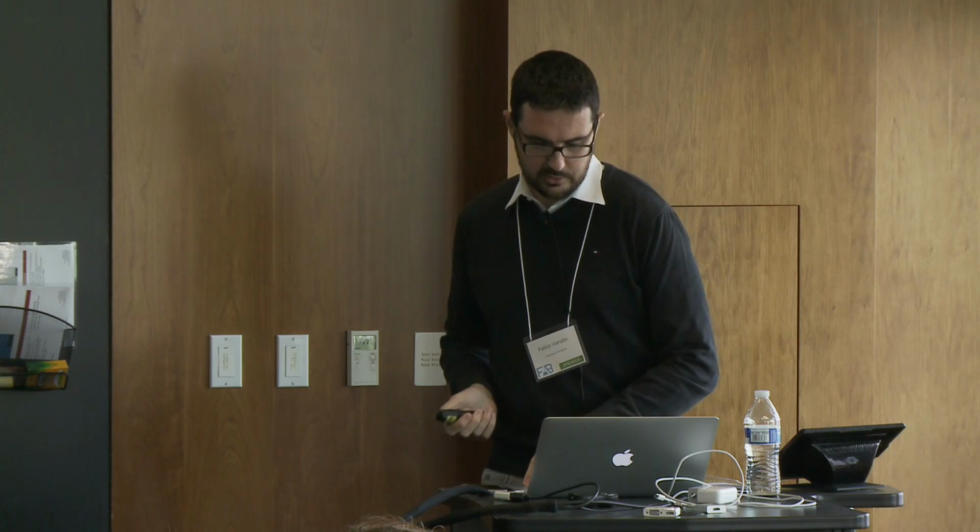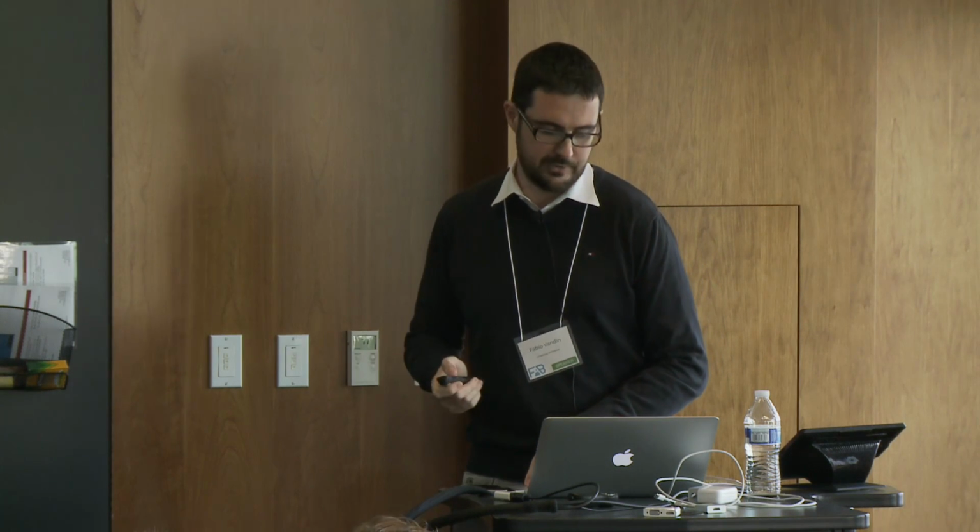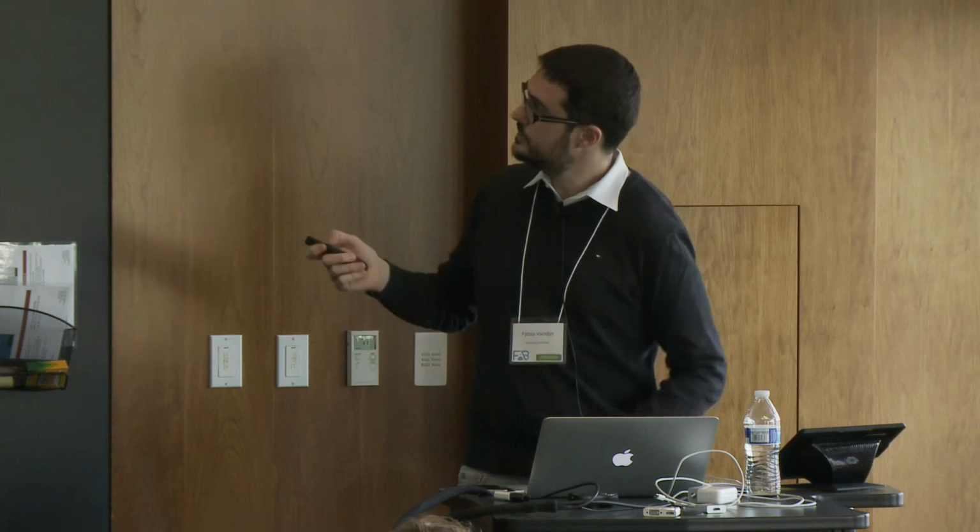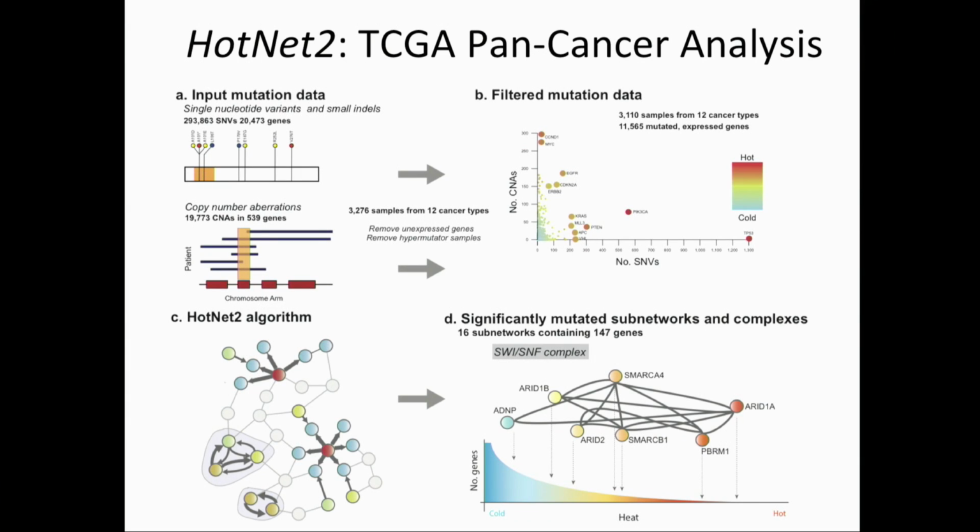Just to give you an idea of what we expect to find by using this algorithm, we used HotNet2 on a pan-cancer cohort from the TCGA, in which there were more than 3,000 samples for which we had the alteration data, both somatic mutations and copy number. We applied our algorithm, and we obtained 16 subnetworks that contain in total more than 140 genes. What we observe for these subnetworks is that some of the genes are really hot. It means they are mutated in a significant number of patients, so that they would be picked up even by the single gene approach that looks at one gene at a time.